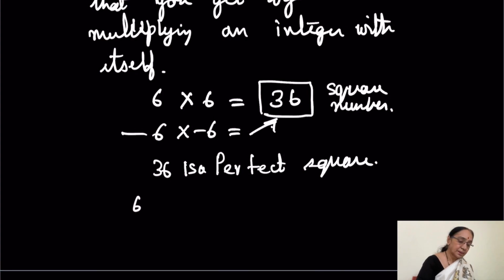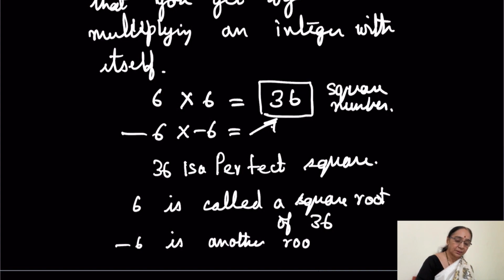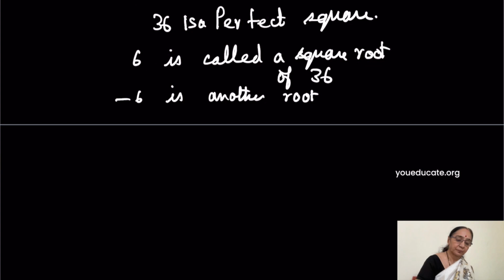And the 6 is called the square root of 36. Now what about minus 6? Minus 6 is another root as well. So 36 has two square roots. So the square roots of 36 are 6 and minus 6.